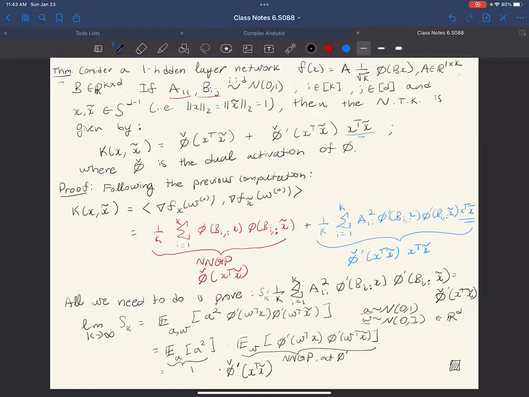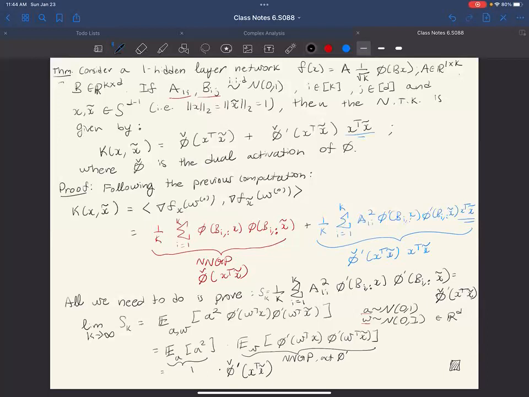And what we'll see in the following lecture is that, in fact, if you just know the dual activation, so just the NNGP of a one hidden layer fully connected network, you're actually good to go to compute the NTK of any deep fully connected network. And we'll see that this comes about very nicely from just the same sort of computation, although it's slightly more involved in this deep network case.